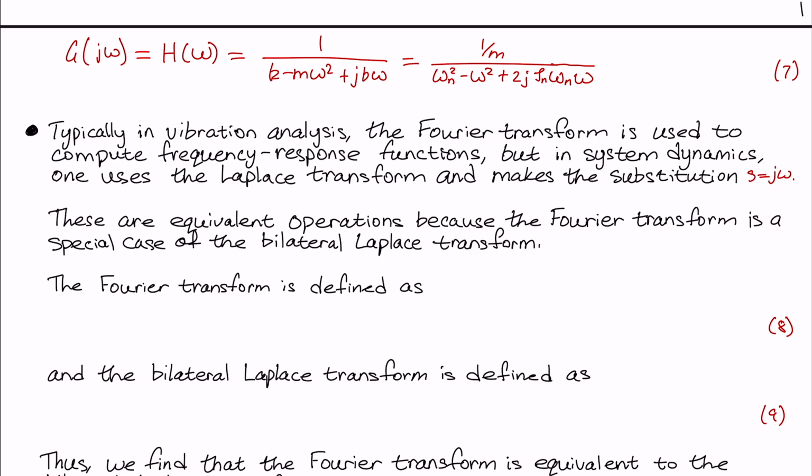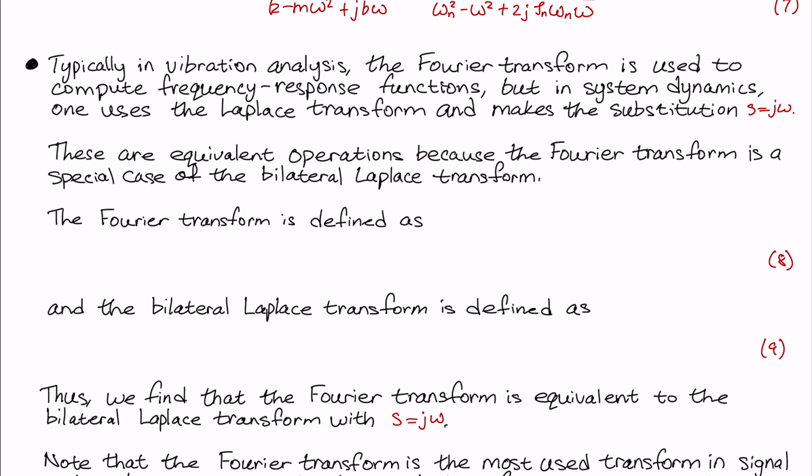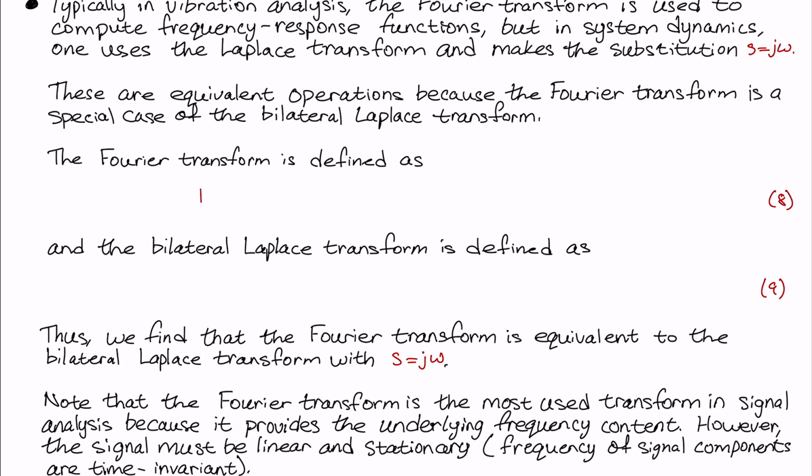And the reason for that is that what's known as the Fourier transform is a special case of what's known as the bilateral Laplace transform. We're going to see that in a moment. Just for your knowledge, the Fourier transform F of omega is equal to the integral from minus infinity to infinity of e to the minus j omega t times f of t dt. So this is the Fourier transform. We're computing the transform of the function f of t with respect to e to the minus j omega t. j is still our imaginary number here.